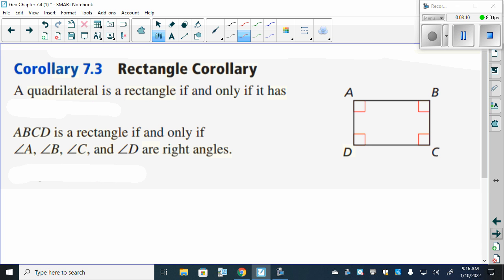Rectangle corollary. A quadrilateral is a rectangle if and only if it has what? Four right angles, four congruent angles. Really, that's saying the same thing. Four right angles or four congruent angles is saying the exact same thing. Because since it is a four-sided figure, these angles have to add together to be 360. And if all four are the same, the only way they can be the same is if they are all 90 degrees.